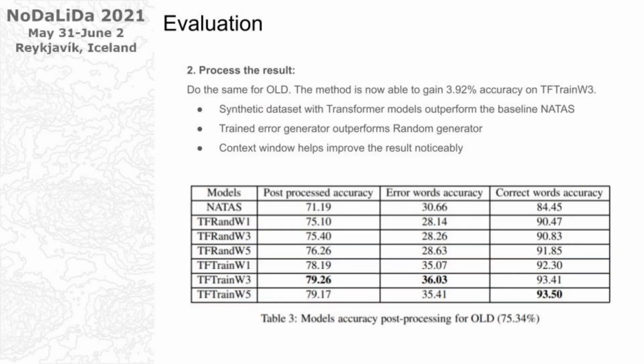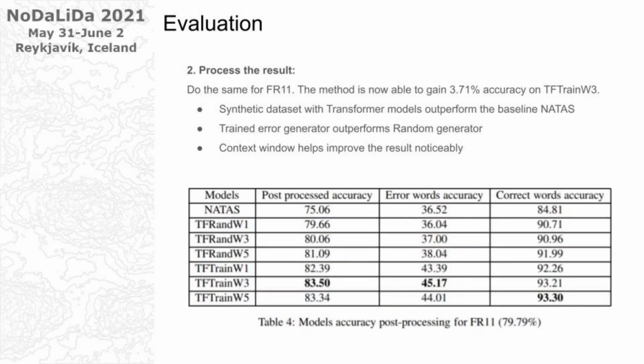But when we do the same process for the Old method, the result now outperforms the original OCR text by 3.92% on the best model. It is able to fix a lot of error words. By looking at the table, we can see the synthetic datasets with transformer models outperform the baseline data. The trained error generator outperforms the random generator. And the context windows noticeably improve the result.